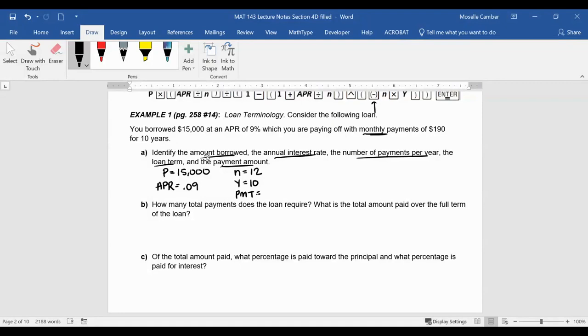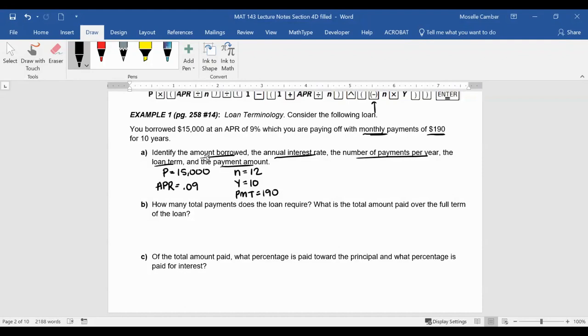is, they don't tell us, right? Wait, no, it did say we are paying $190 per month. Okay, so in this case, they actually give us all the information, right? Because we're just identifying stuff.